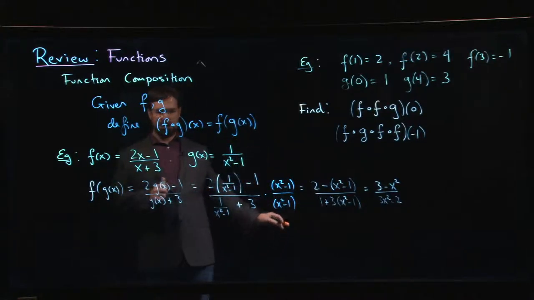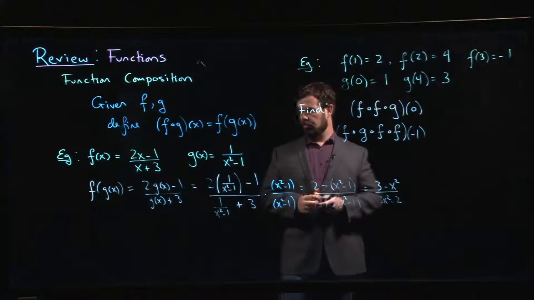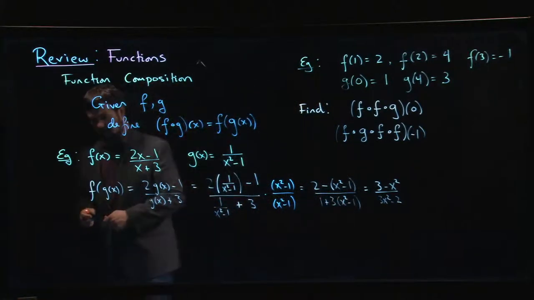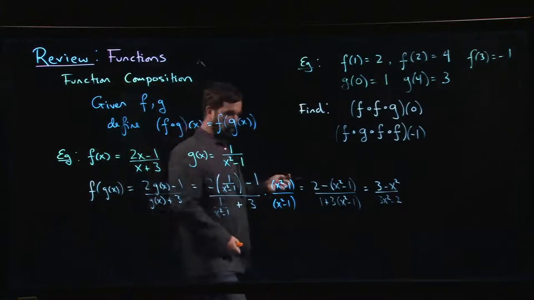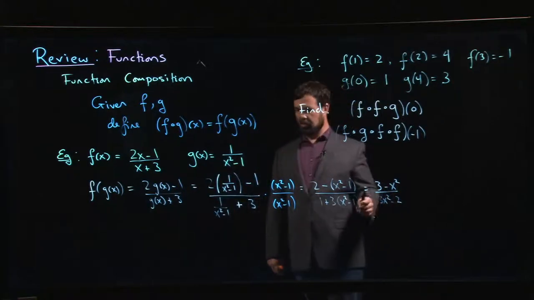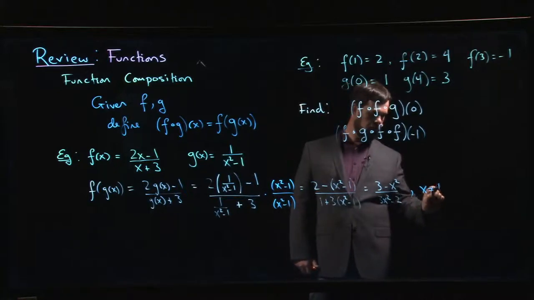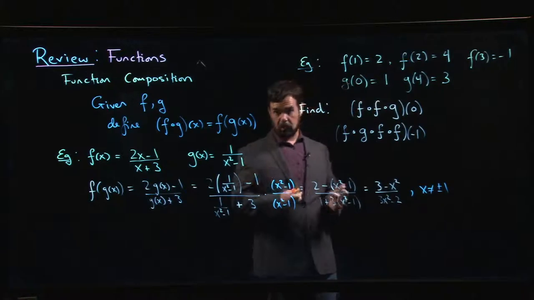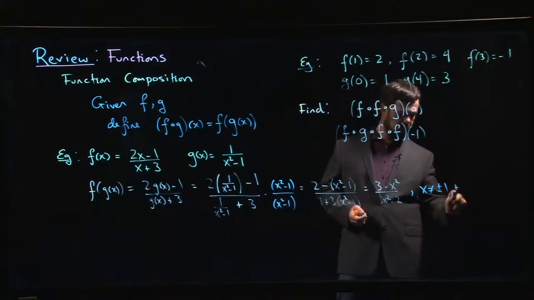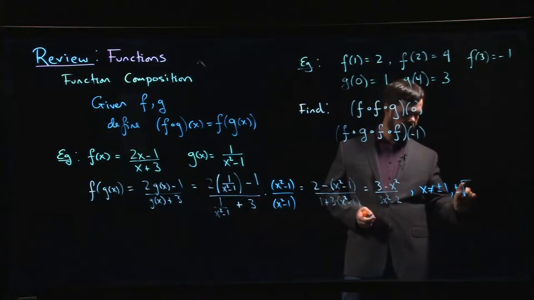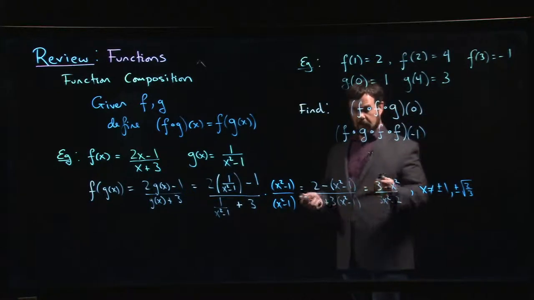Now, you do have to be a little bit careful here because we have to think about allowed values. So first of all, we took g of x, we plugged it into f of x. So g of x had to be defined in order for us to do this operation. So even though this function here appears to be defined when x is equal to 1 or minus 1, we actually can't have those values because g of x was not defined at 1 or at minus 1. Looking at this, we can see that we also can't have plus or minus square root 2 over 3 because that's going to make the denominator that we have here equal to 0.